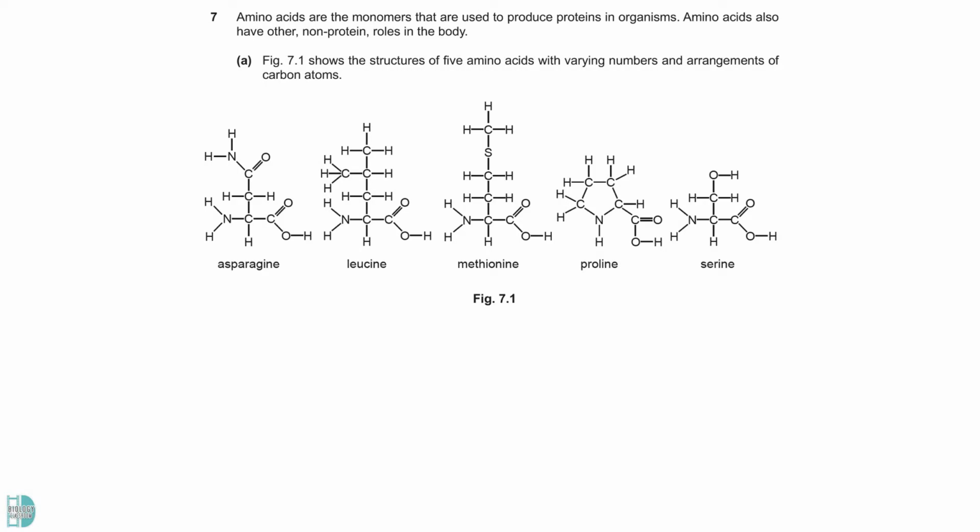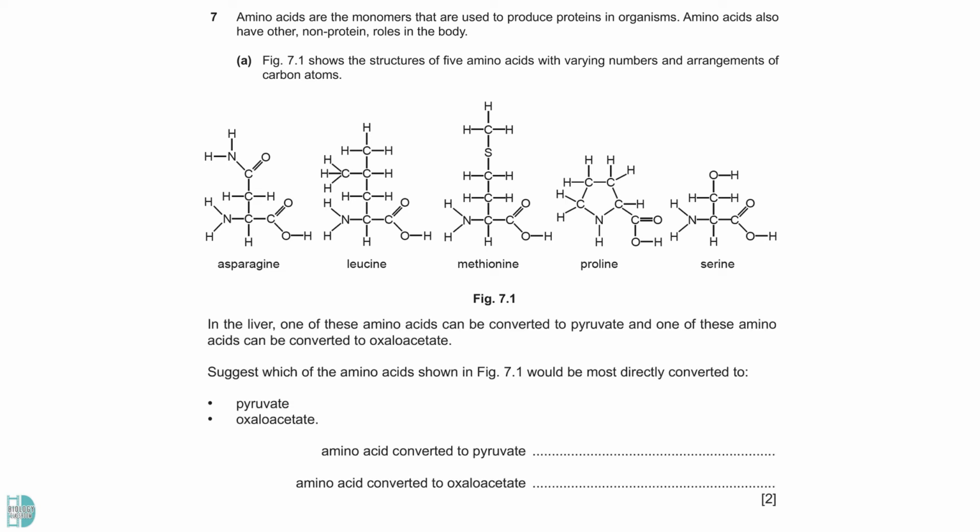In question 7, we have the structures of 5 amino acids. You are asked to suggest which amino acids would be most directly converted to pyruvate and oxaloacetate. You can determine this by using the number of carbons in these molecules. Pyruvate has 3 carbons and so does serine. Oxaloacetate and asparagine have 4 carbons.